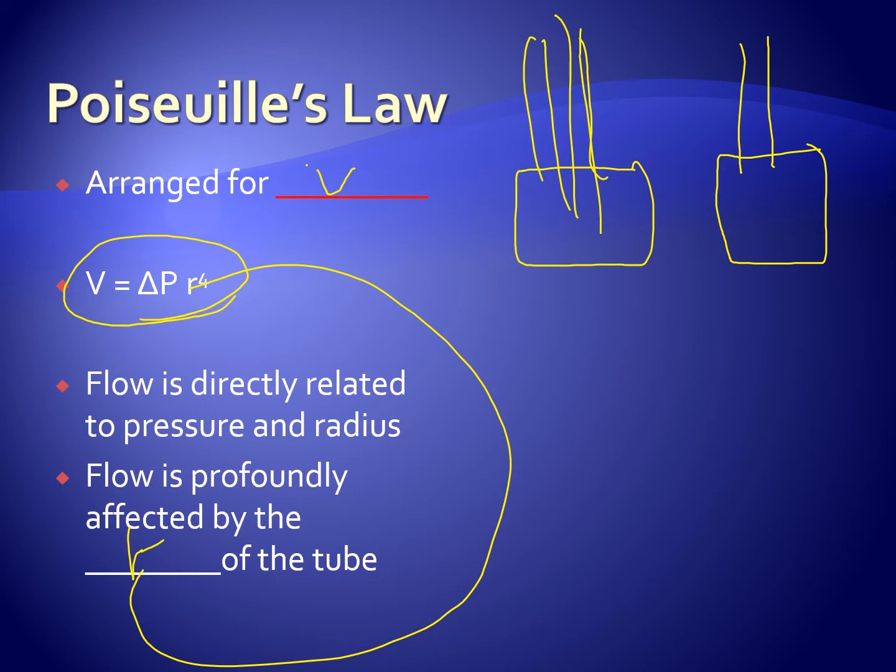So Poiseuille's law, when we arrange it for flow, should be a little V with a dot over it here. When we arrange it for flow, if we are going to have pressure directly affected, so if we have a change of radius, that means we're going to have to use more pressure. If we go from a big tube to a small tube, we're going to have to use more pressure.